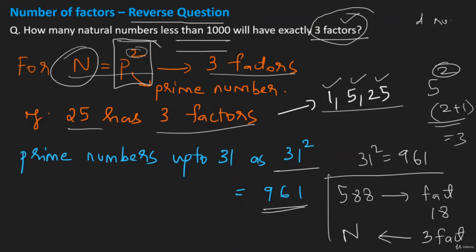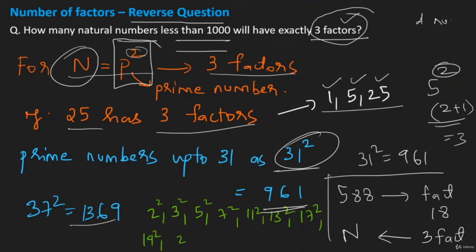Now say, why is that? What is 37 square, which is the next prime? It's 1369. You can see it's above 1000. That's why we limit it up to 31. Which are the primes up to 31? It's 2, 3, 5, 7, 11, 13, 17, 19, 23, 29 and 31, right?